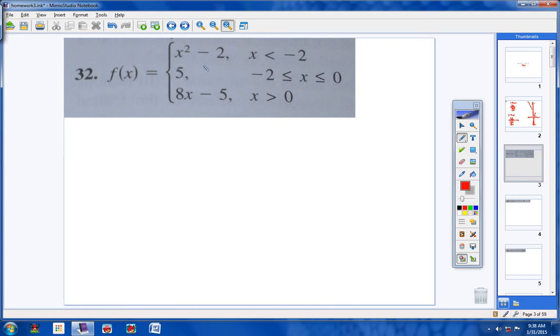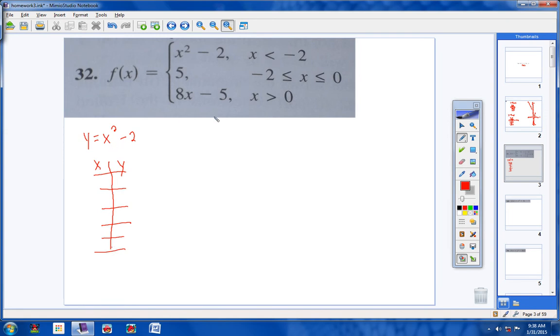Okay, students, we're going to have 3 pieces to this function. So here we go, let's start off with this one. You should recognize this right away as a quadratic. It's going to graph a parabola, okay? So I'm going to put maybe 4 or 5 points up here to really help me get a picture of the parabola. But right away, you should recognize this as a quadratic.